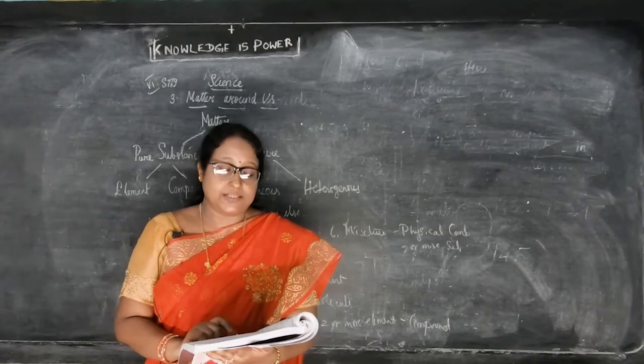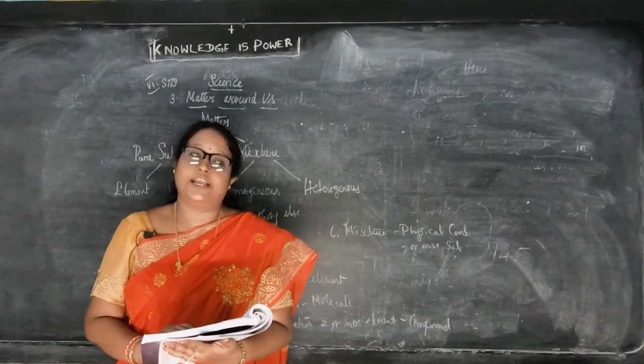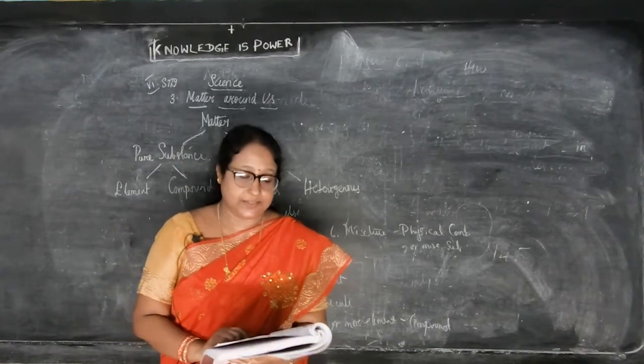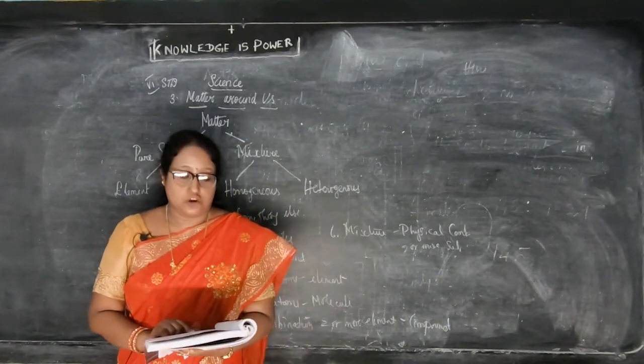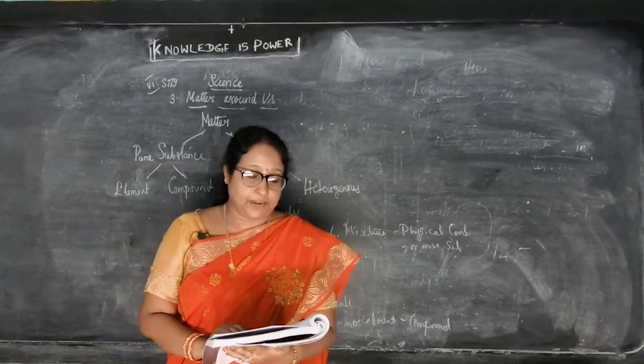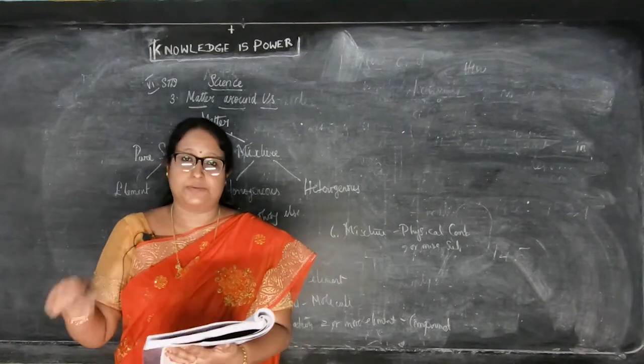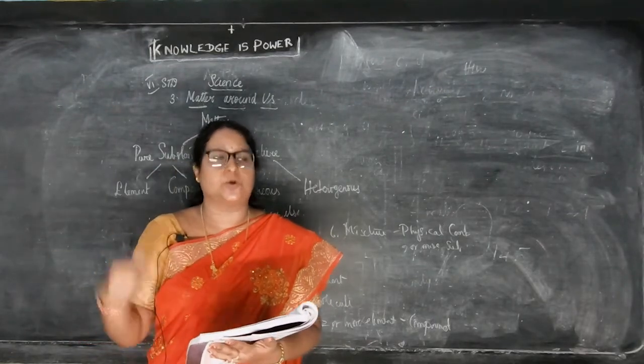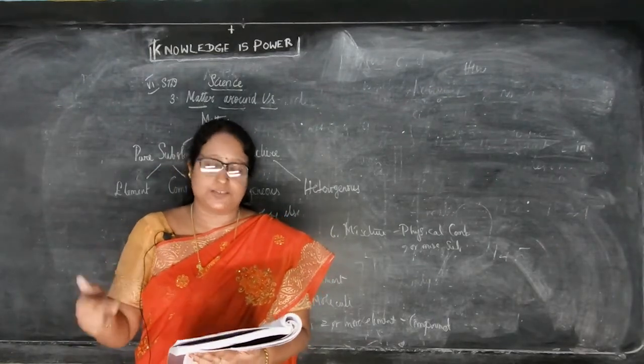So when elements chemically combine, they form compounds, whereas a mixture is a physical combination. When we make a mixture, like the lemon juice we made, we did it physically, right? So it is a physical combination.